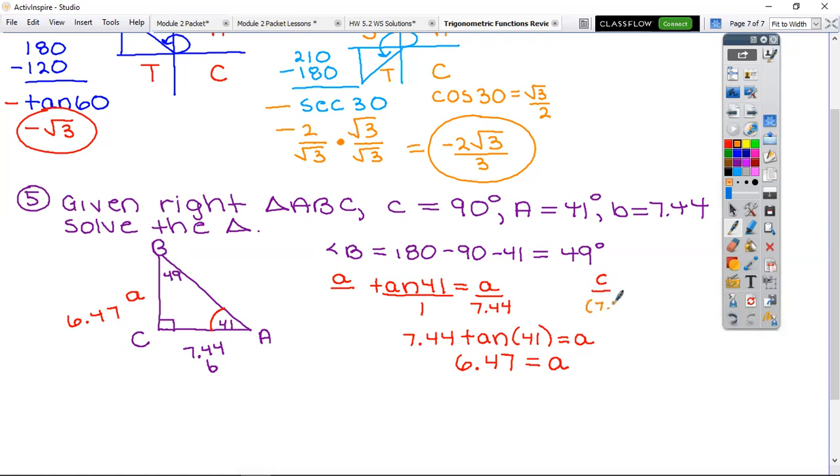So 7.44 squared plus 6.47 squared is equal to c squared. I know you can do that calculator work. That comes back as 9.86. Remember that your hypotenuse must be the largest side of your right triangle. Okay, and then your side.